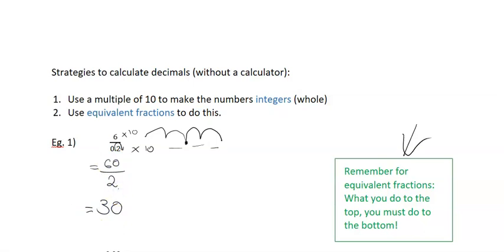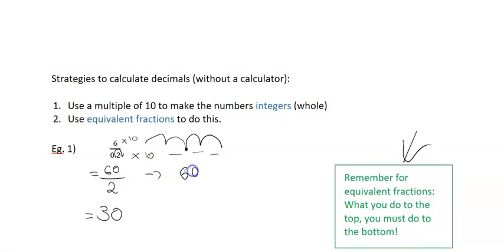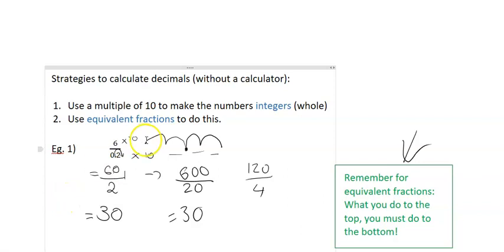Okay, it doesn't matter if I then multiply it again and make another equivalent fraction. So 600 divided by 20, and that still equals 30. Okay, I could also say, 120 divided by 4 if I took 60 and multiplied it by 2 instead. Any equivalent fraction, you're always going to get back to 30. So you don't need to then do anything else once you get your answer. That's it. As long as what you've done to the top, you've done to the bottom.